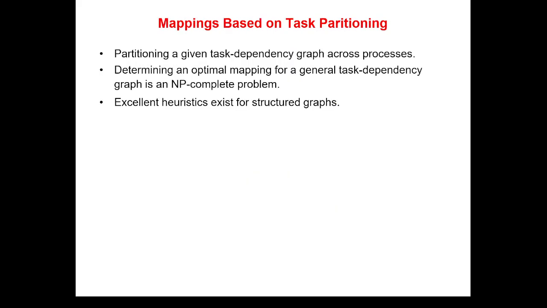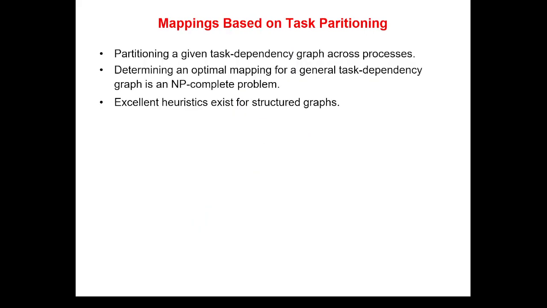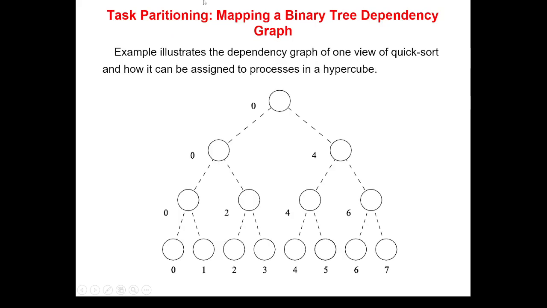Okay, alright. Itu kalau gunakan partitioning graph. Okay, kalau kita task partitioning, okay, kita gunakan partitioning given task dependency graph across the process. Kita pecahkan kita punya task dependency graph tu kepada, mapkan dia kepada processes. So to determine the optimal mapping of the general task dependency graph is an NP-complete problem. So efficient heuristics exist for the structured graph. Macam ni lah. Ni task partitioning.